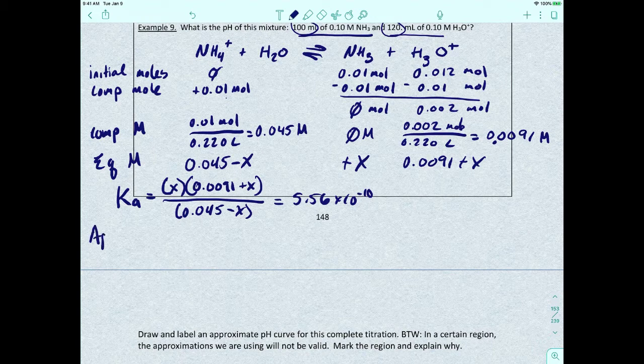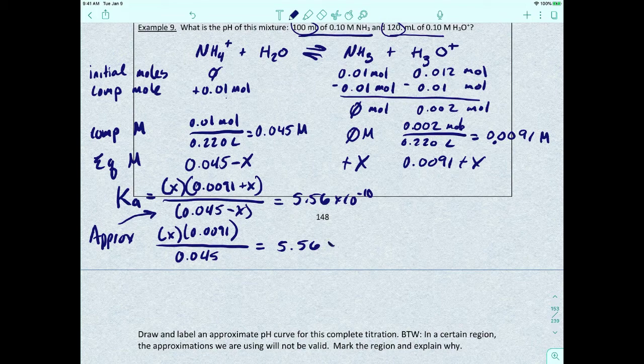So if we apply the approximation here and say whatever X is going to be, it's not going to change the concentrations of ammonium ion and hydronium ion, we can rewrite the expression as X for the concentration of NH3 times 0.0091 for the concentration of H3O plus, divided by the concentration of ammonium ion, 0.045, is equal to 5.56 times 10 to the minus 10th.